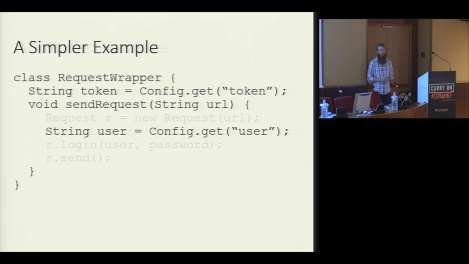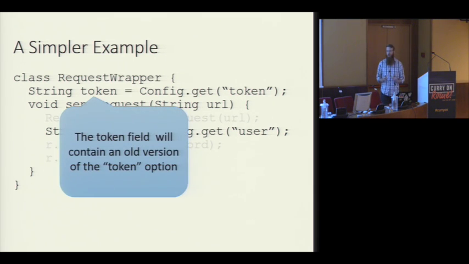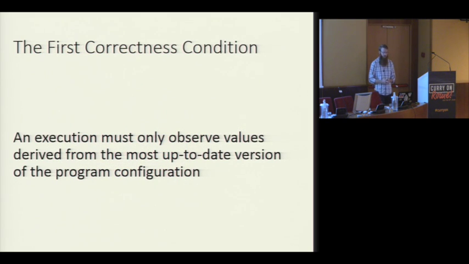And this is going to be a problem because if the token option is changed, then this token field will become out of date or stale with respect to the underlying program configuration. And this is very similar in form to the Solr example, where an object field was not updated in response to a configuration update. And so this motivates our first correctness condition, which states that an execution may only observe values derived from the most up-to-date version of the program configuration. And this is a good condition that is sufficient to find several interesting bugs.